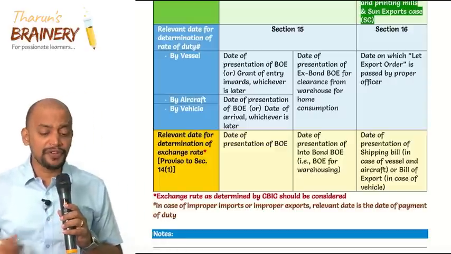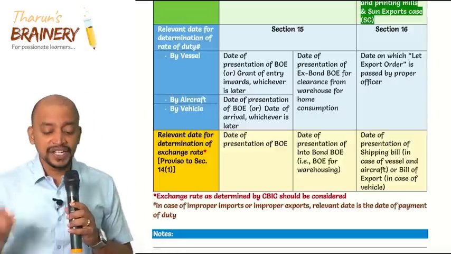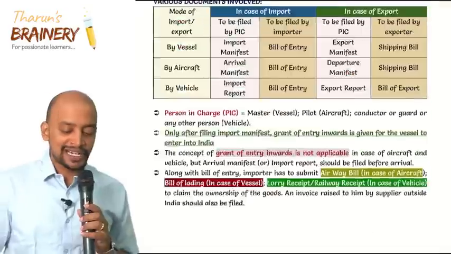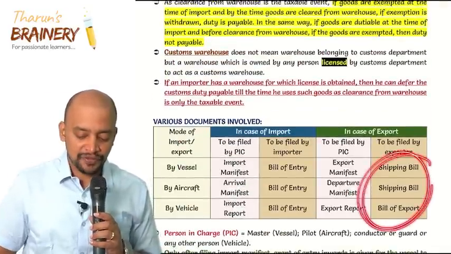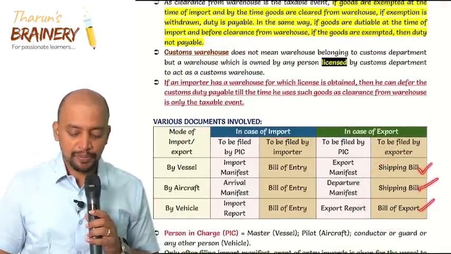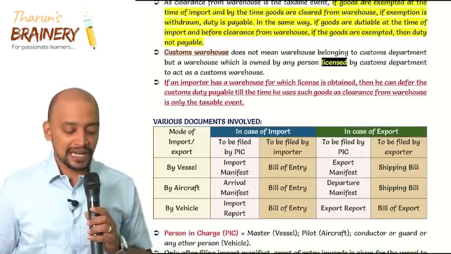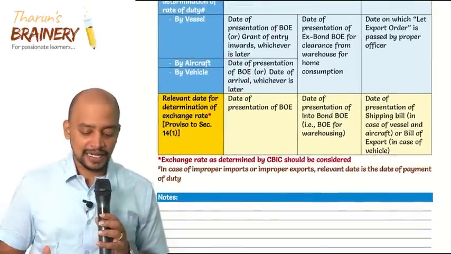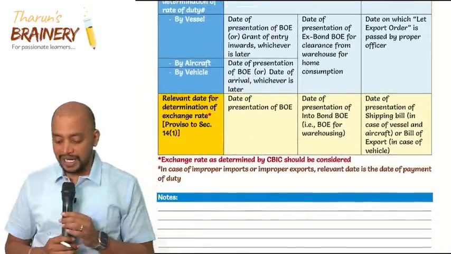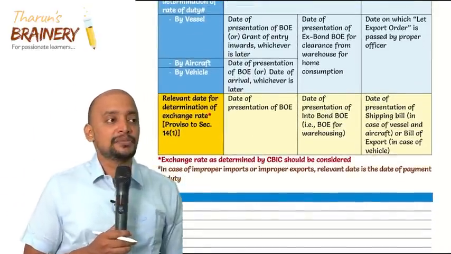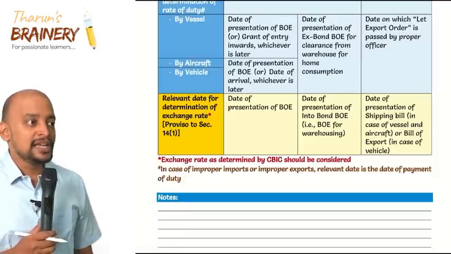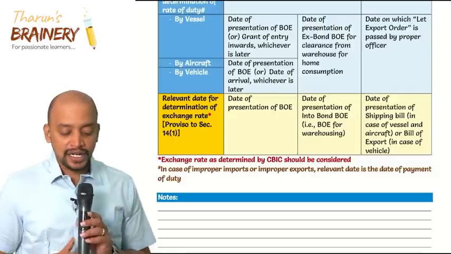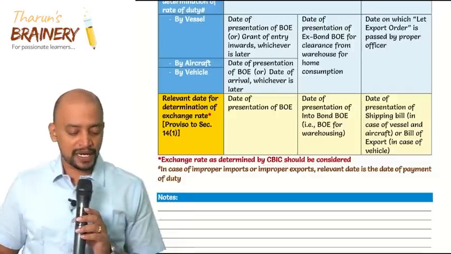Then for exchange rate, we need to take the shipping bill or bill of export. Exporter will be filing one document, right? That is the shipping bill or bill of export. So this shipping bill or bill of export will be taken as the relevant document for the purpose of determining exchange rate. And whose exchange rate should be taken? Exchange rate as determined by CBIC should be taken. It's not the GAAP rate or the RBI rate and all. So the one determined by CBIC should be considered.